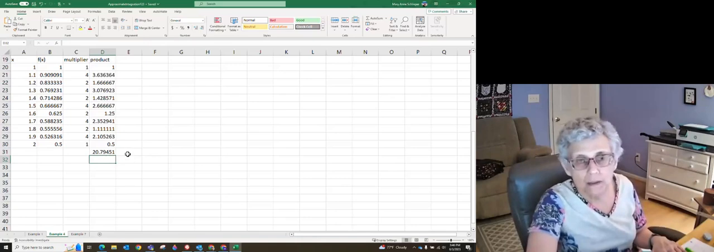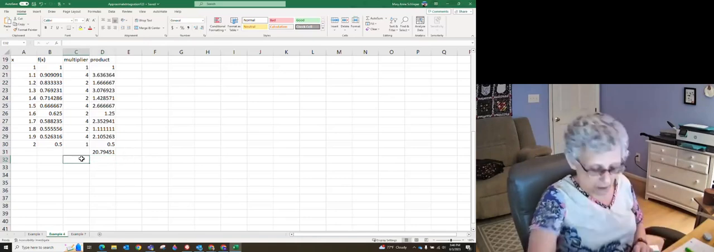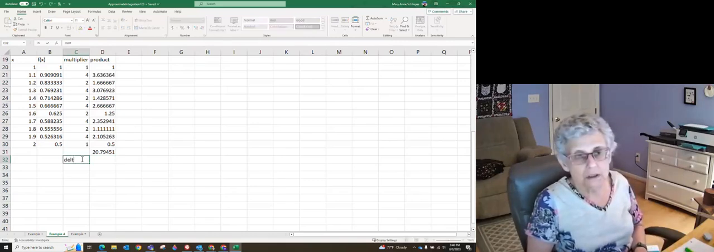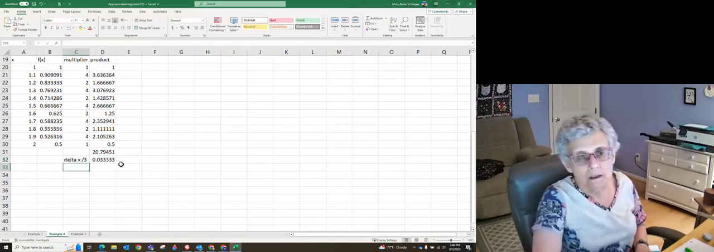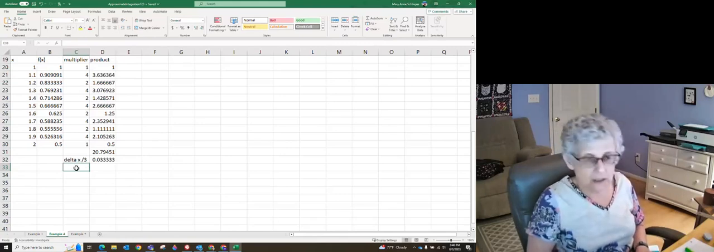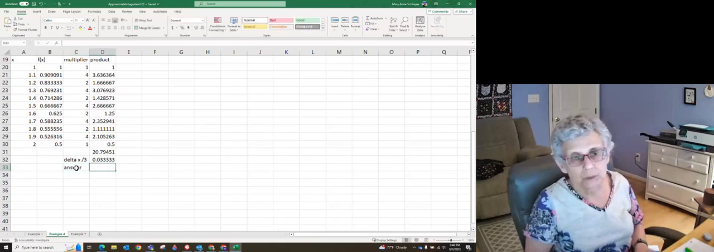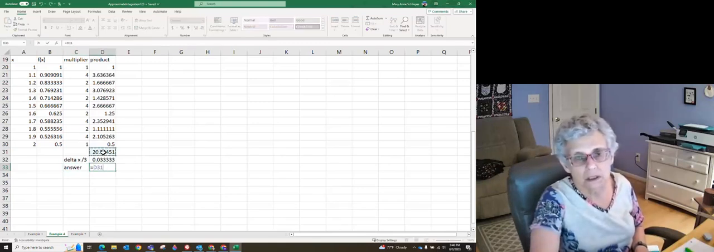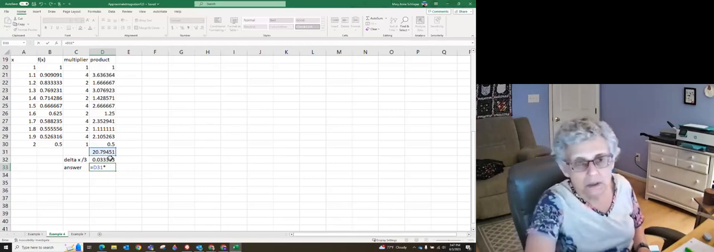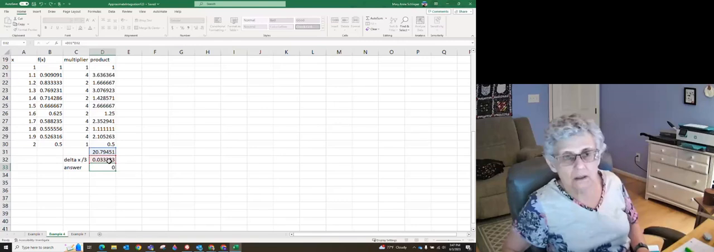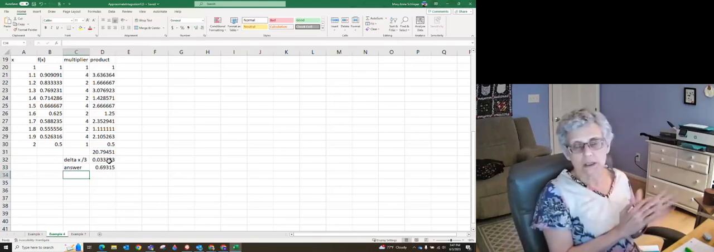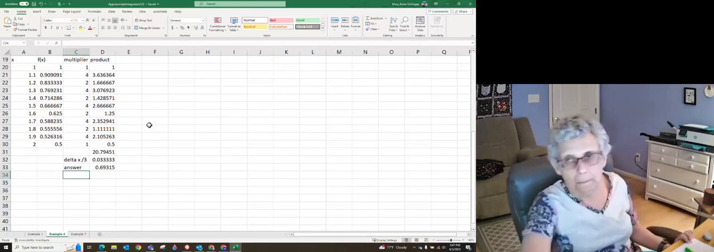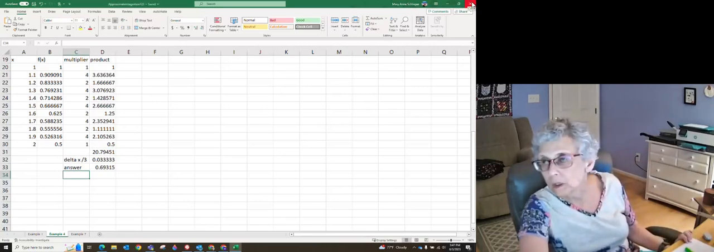We need to multiply this by delta x over 3. So delta x over 3 is equal to 0.1 divided by 3. So when we multiply those things together, we get our answer, which is this times delta x over 3, which gives me 0.69315. Alrighty.